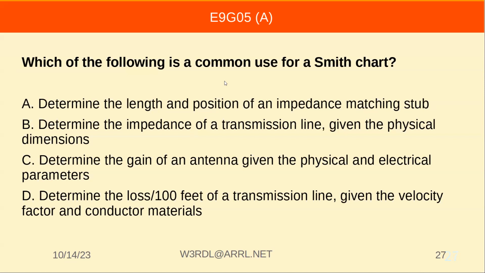Let me ask you guys a question. You know what SWR effectively is? It's the amount of power reflected back from the load.